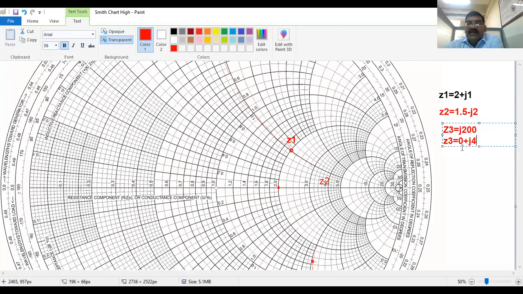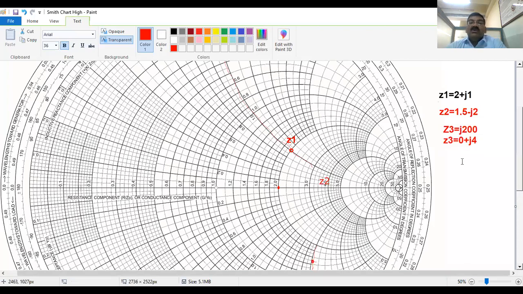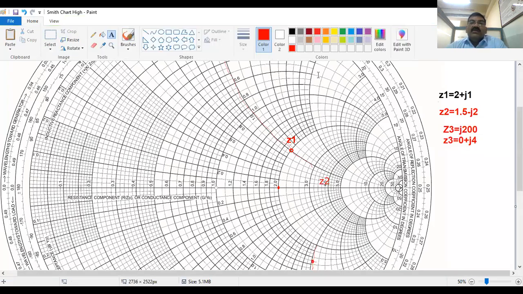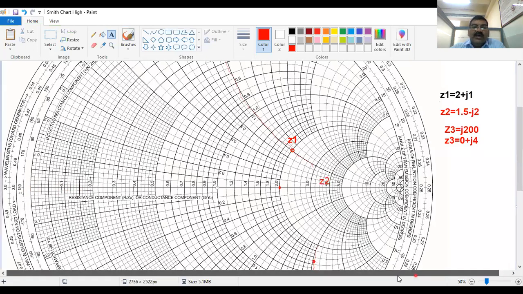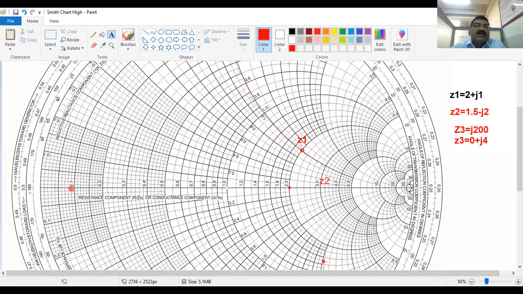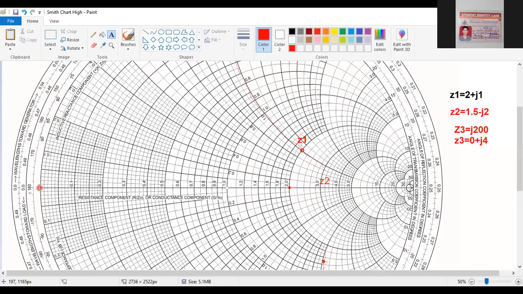Now where is the real part 0? So now we will go here. Where is your real part? Now this is real part 1, 0.4, 0.3, 0.2, 0.1, and this is the 0. So 0 is on this side, so the real part is 0. Now plus j4. So whether I have to go up or down?